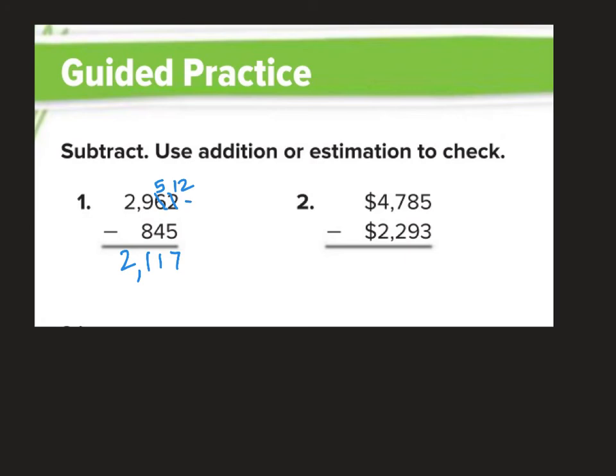Okay, let's do a quick estimate. 3,000 minus 1,000 equals 2,000. Is our answer near 2,000? Yes, it is. Check.